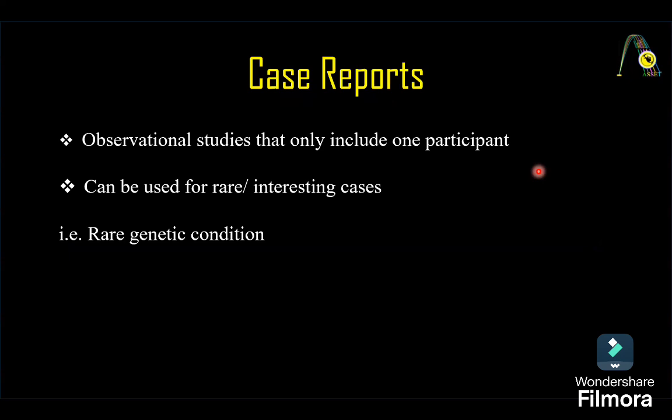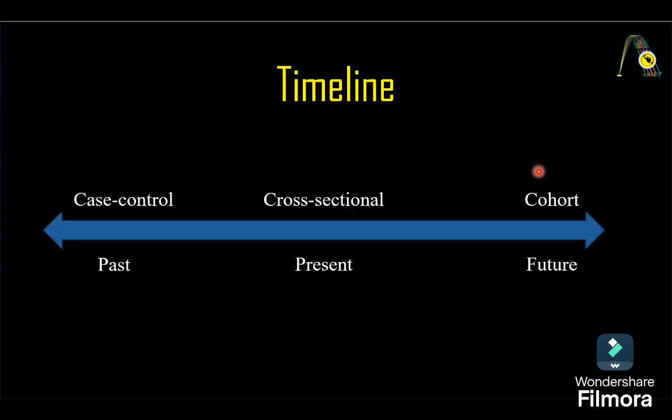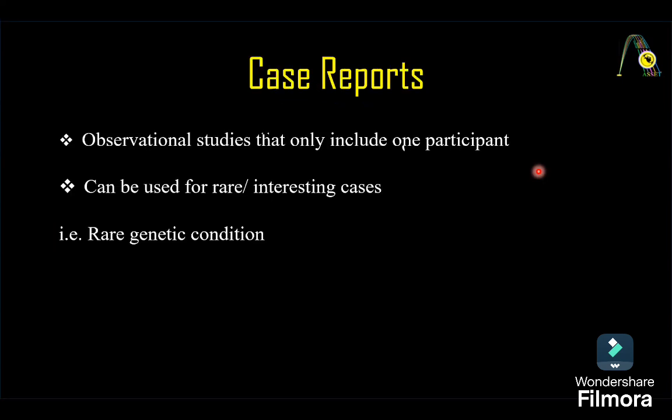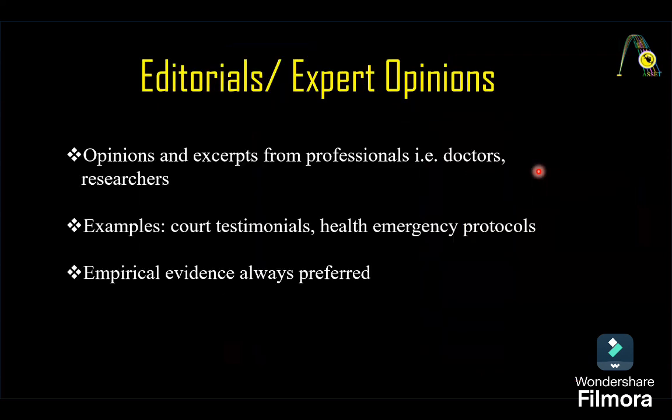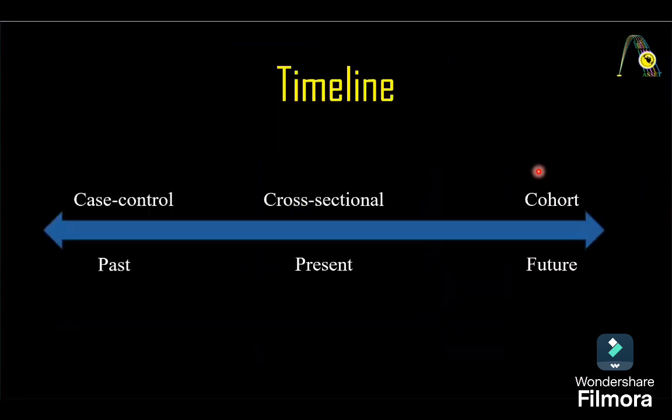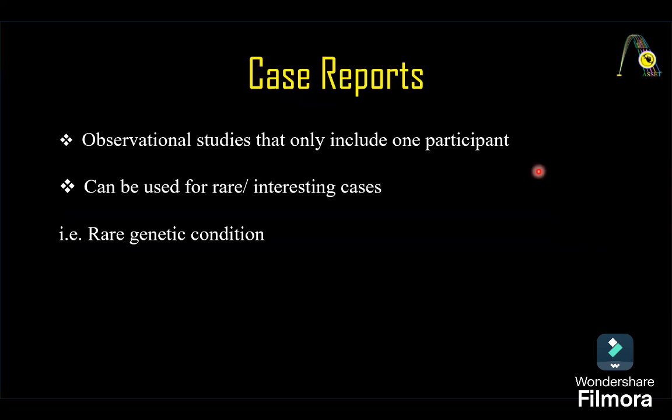The other type of observational study that we discussed was a case report. I haven't listed it in this timeline, right? That's because it is essentially just an observational study that includes only one participant. Unlike case control, cross-sectional, and cohort studies, which involve multiple patients, case report studies are only with one participant. For that reason, in our hierarchy right here, they are below cross-sectional, case control, and cohort studies, because there are not as many participants. That's why they're considered lower than those different studies.